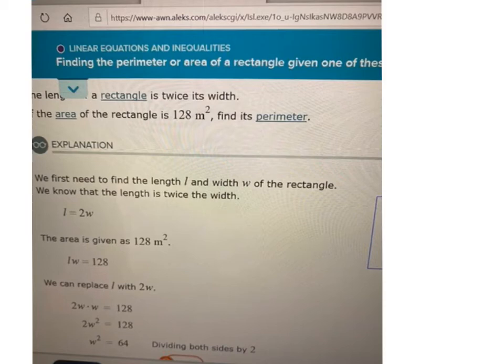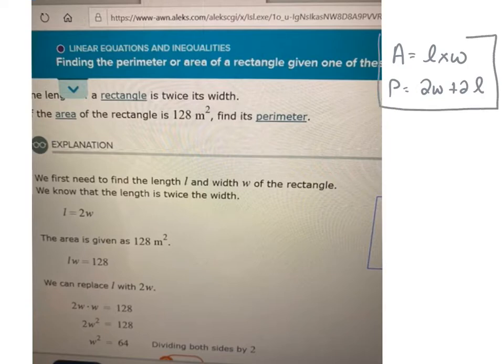Okay, for this problem, what we're really trying to do is deal with the area and perimeter of a rectangle. The area of a rectangle is length times width, and the perimeter is 2 times the width plus 2 times the length. So these are the two formulas we're going to work with.